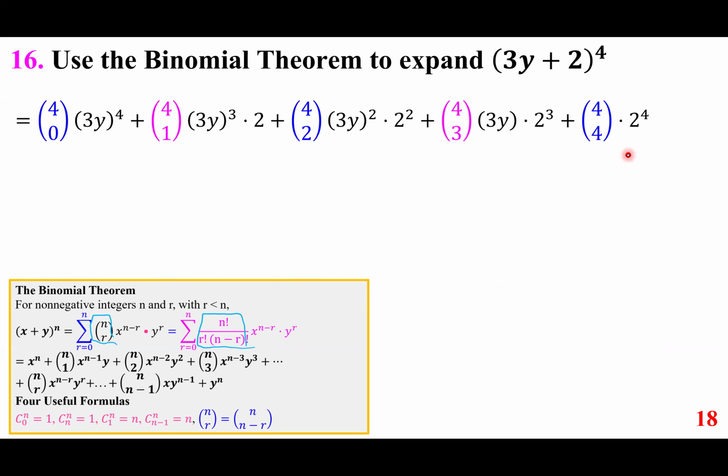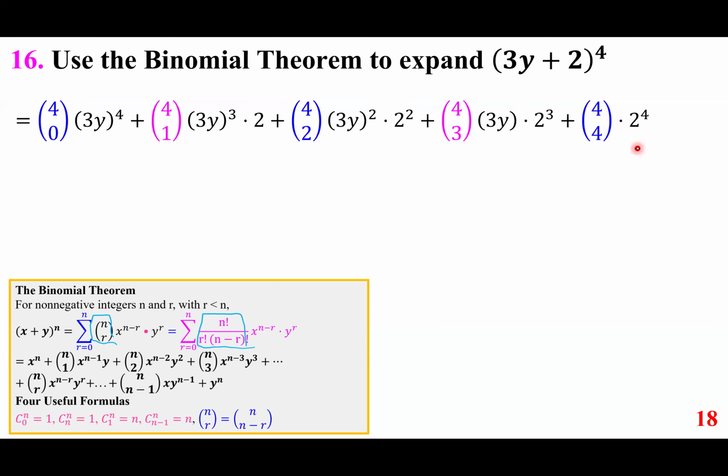So I hope you can see that. One more time, n is 4, so all of them have 4 here. We start with 0. This one to the power of 4, then this one to the power of 3, then this one to the power of 2. The exponents must add up to 4. The exponent here is 1: 3y to the power of 1, 2 cubed. And 3y to the power of 0 becomes 1. That's why we don't write it.